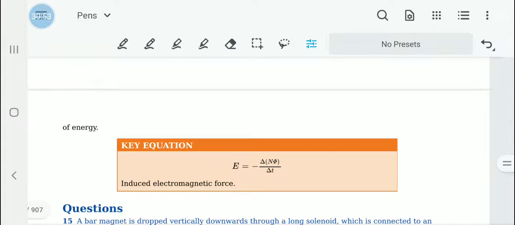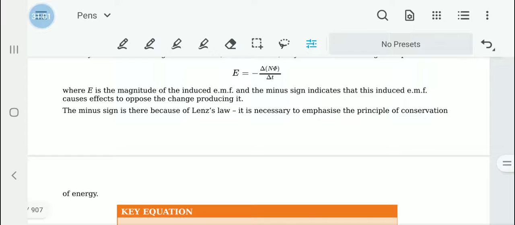Write down the equation. E equals negative delta phi upon delta t. Leave a line and write down that Lenz's law proposes or indicates that the induced EMF causes effects to oppose the change producing it. To oppose the change producing it.